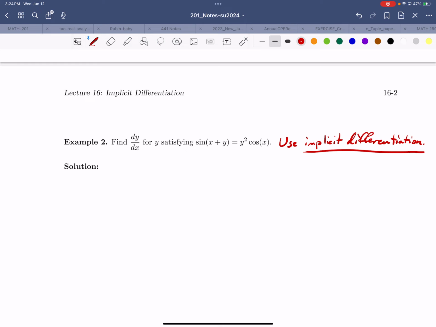Okay. What we're going to do is we're going to take the derivative of both sides with respect to x, still treating y as a function of x. Then we're going to solve for dy over dx. And the answer is probably going to be in terms of x and y, which is a bit different. But it will be correct. So, we're going to differentiate both sides with respect to x.